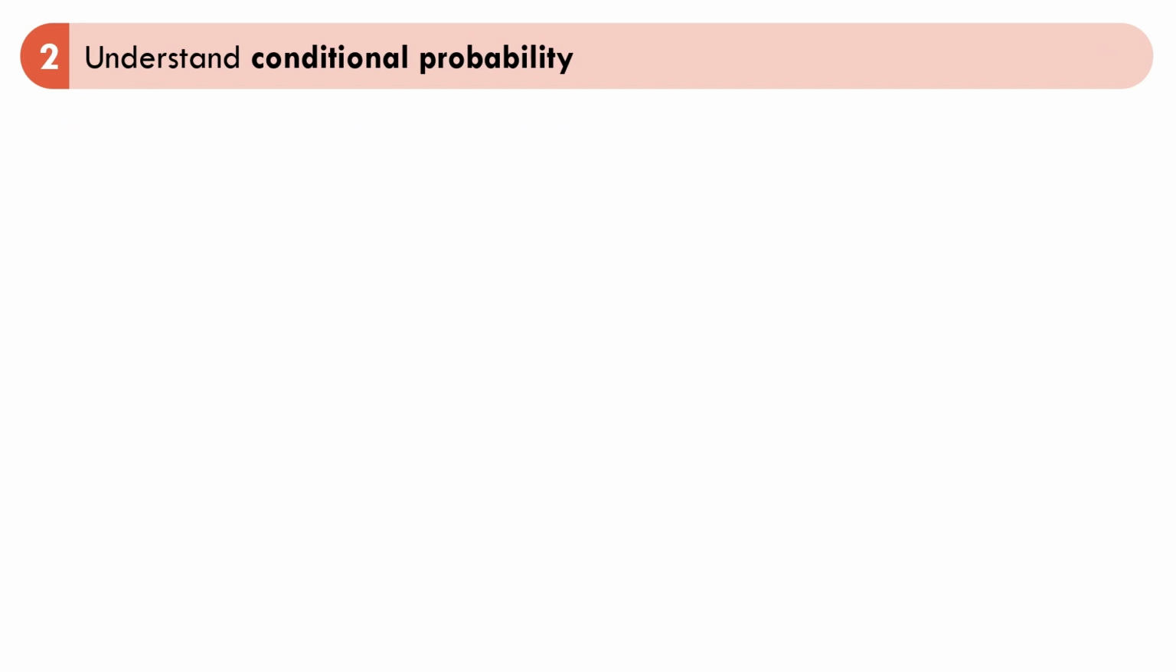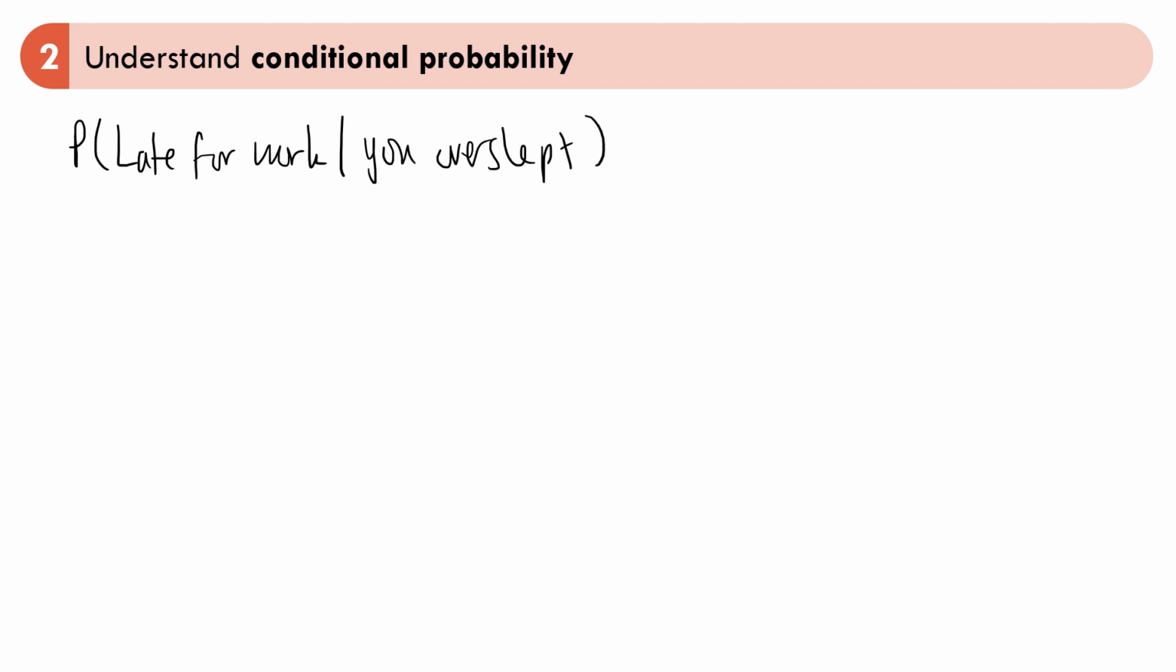Moving on to conditional probability. Conditional probability is basically the idea that we can work out the probability of a certain event happening given that another event has happened. So for example, the probability that you're late for work given that, which is represented by this vertical line, given that you overslept. And that would be different to the probability that you're late for work given that you got up on time.